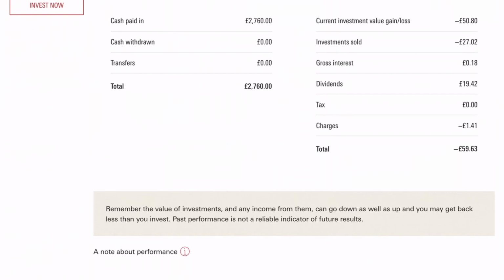Now, with the current climate, keeping £2,760 in a saving account wouldn't give you that much interest. So by keeping that money in here, whilst at the moment I've made a small loss, I've still managed to maintain that £19.42 in dividends, which, as I say, is more than I could have expected from putting the same amount of money into a bank account.